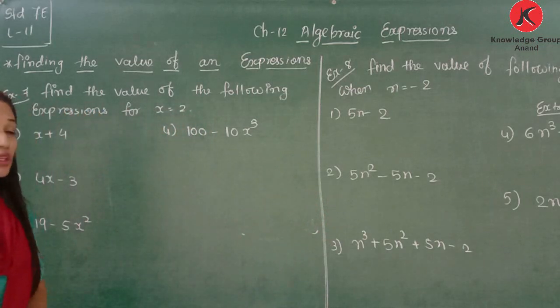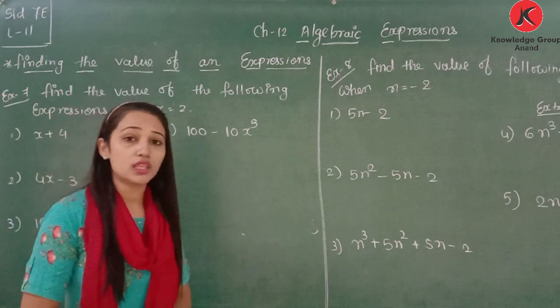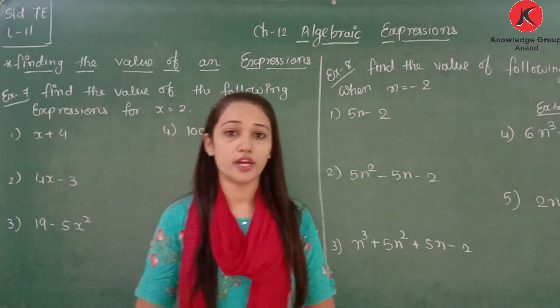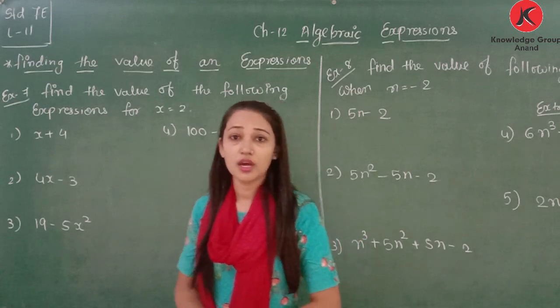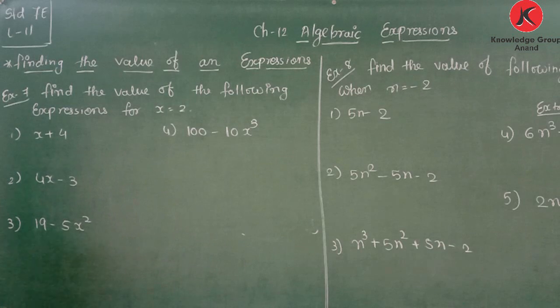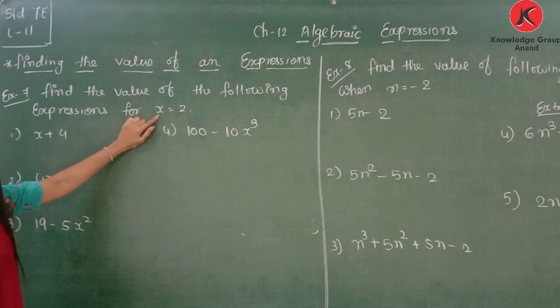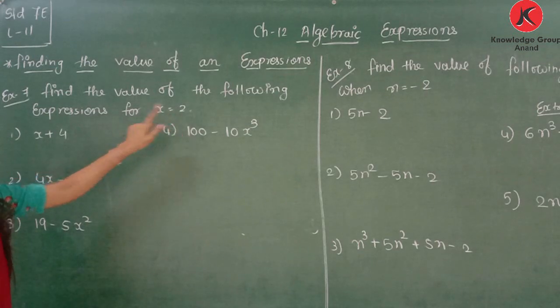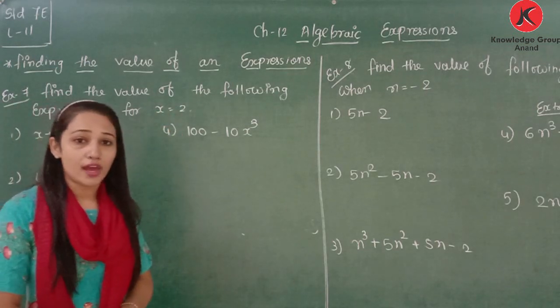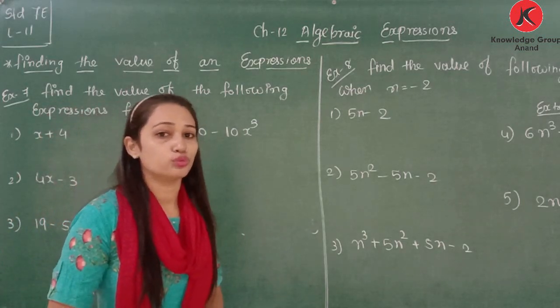Now today we will solve the concept of finding the value of an expression. In that, the values of variables are given and you need to write the values of the variable, and then you need to find the value. So let's start with the first example, example 7, that is given in your textbook. Find the value of the following expressions for x is equal to 2. Now you can see x is our variable and its value is given as 2. So wherever you see the variable x in the expression, you need to write 2 instead of x.